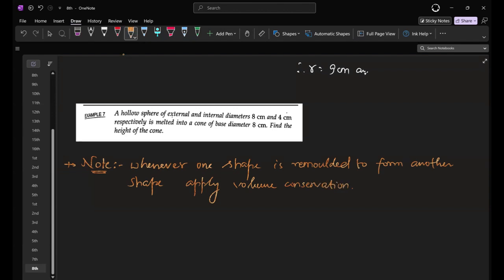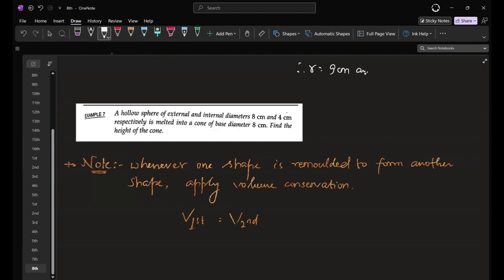Whenever one shape is remolded to form another 3D shape, you just have to equate the volumes. You have to apply volume conservation, meaning the volume of the first shape is equal to the volume of the second shape. Okay? Yeah. Here you have first calculated the hollow sphere's volume, then written the formula for the cone's volume, then made them equal, right?